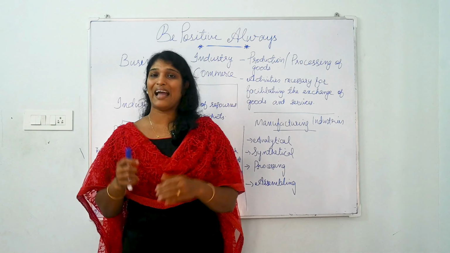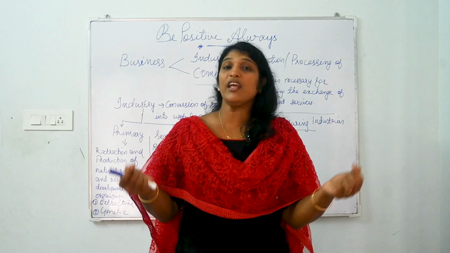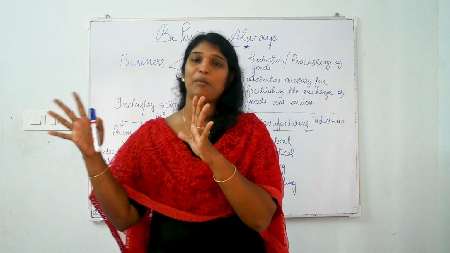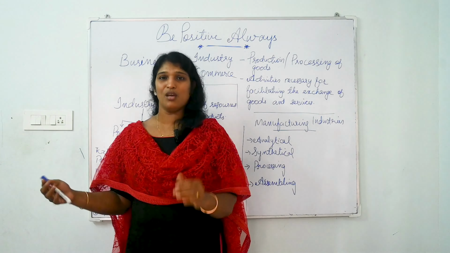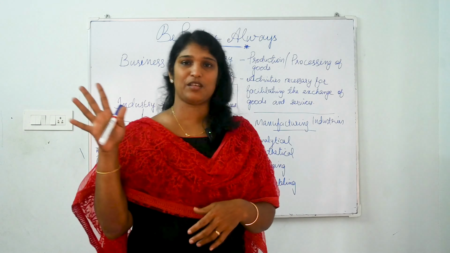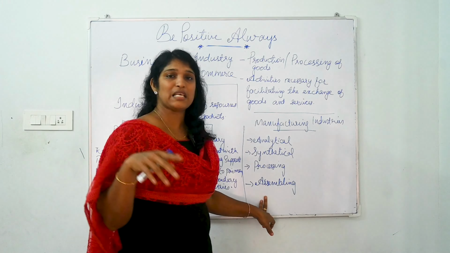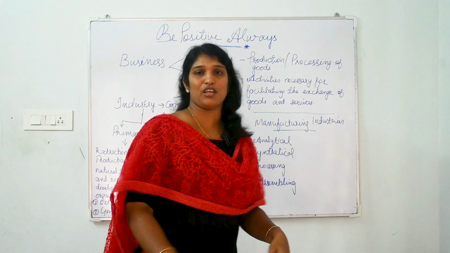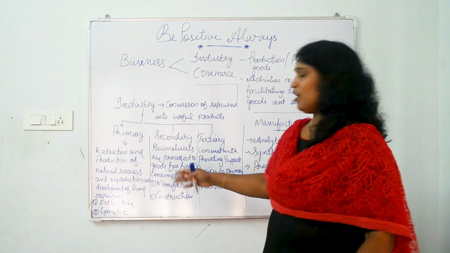Okay, so assembling industry means various parts are assembled together and a final product is made. Various parts are joined together and a finished product is made. That is actually called assembling industry. So those are the classification of manufacturing industry.